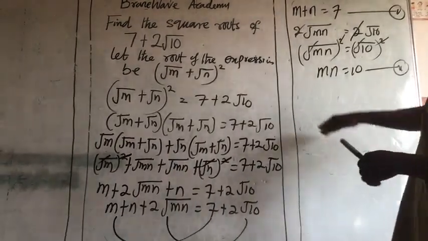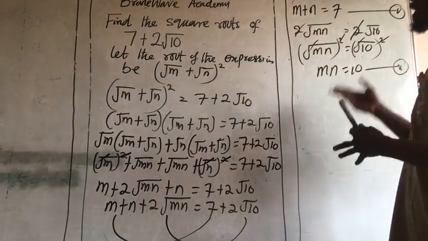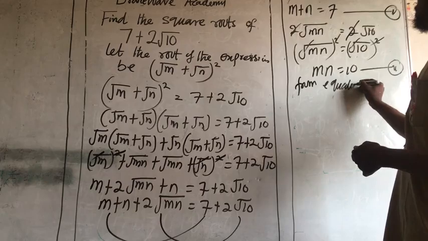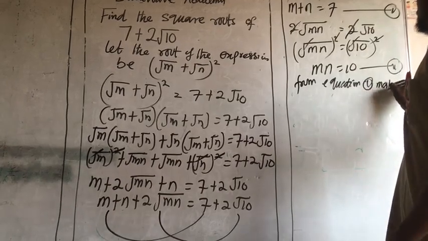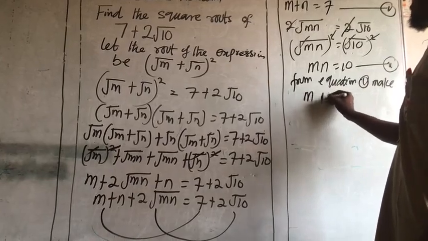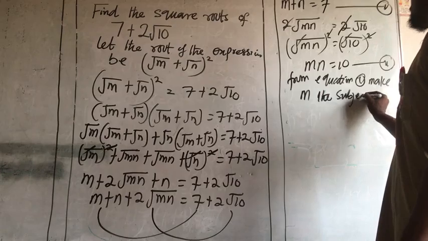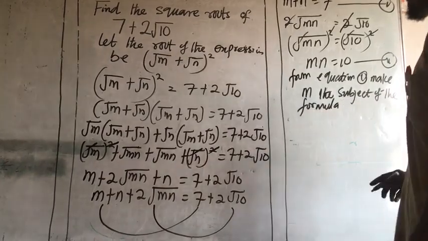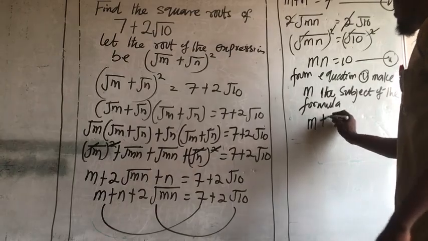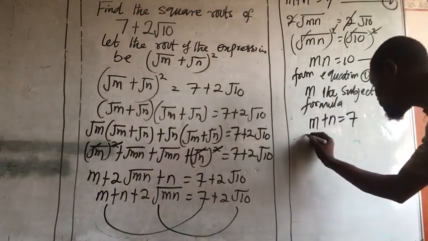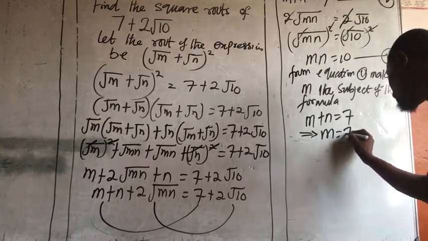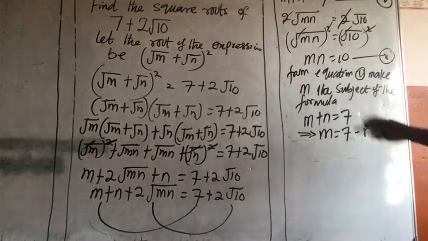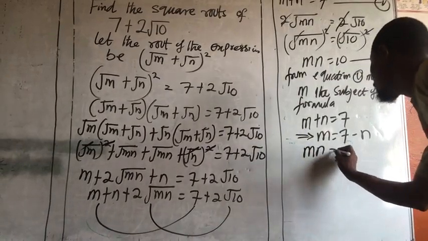So we have equation 1, we also have equation 2. Now from equation 1, you can either make m the subject of the formula or make n the subject of the formula. From equation 1, make m the subject of the formula. We have m plus n is equal to 7, which implies that m is equal to 7 minus n. So anywhere I see m here, I'll put 7 minus n. Equation 2 says that mn is equal to 10.